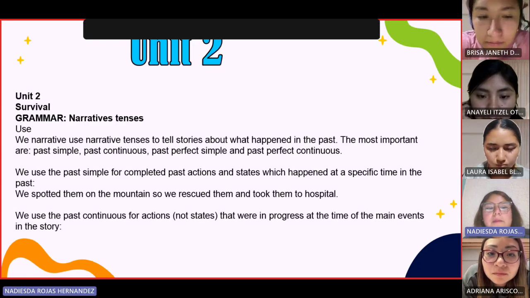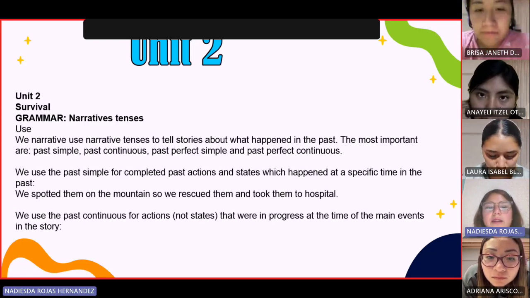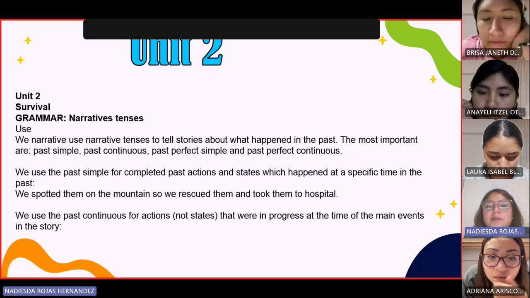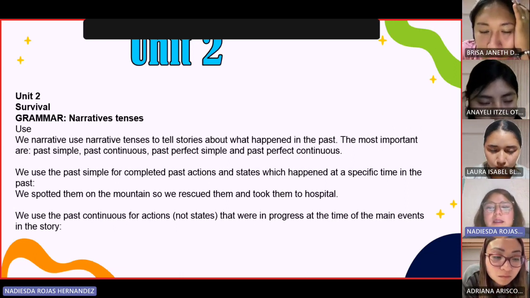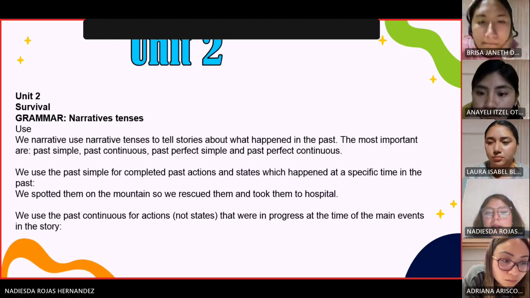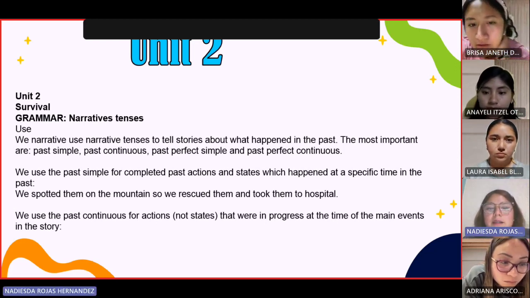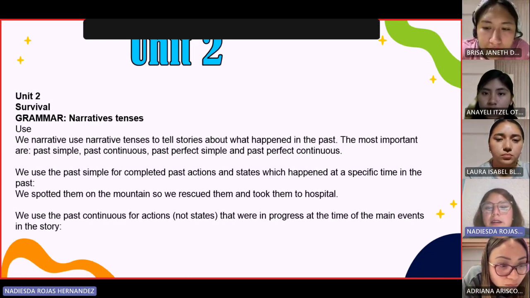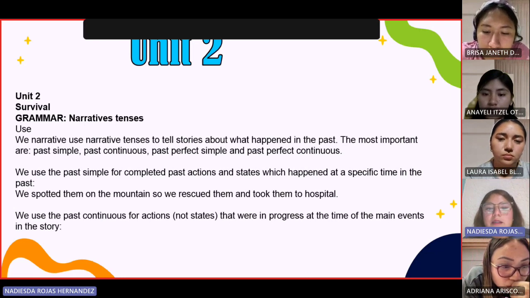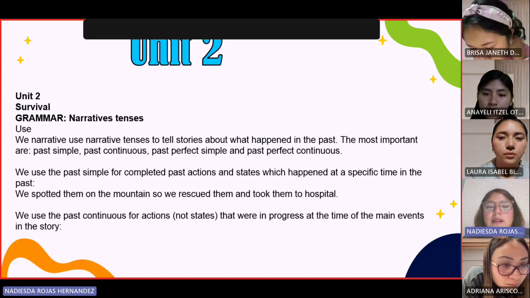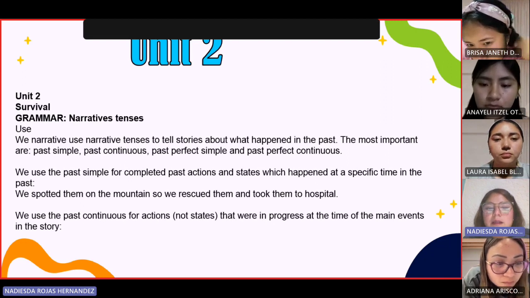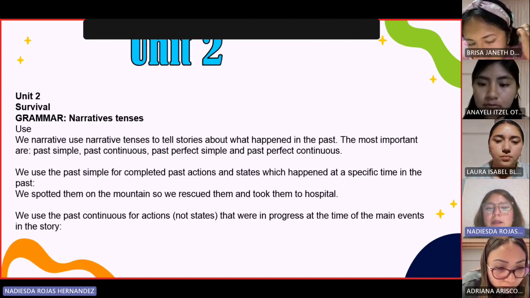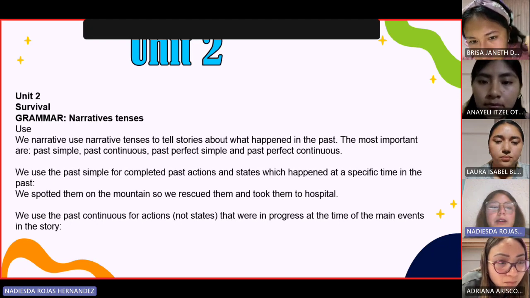We use the past simple for completed past actions that happened at a specific time in the past. We use the past perfect simple to focus on the result of an earlier completed action. We use the past continuous with a state verb when describing a moment in progress.